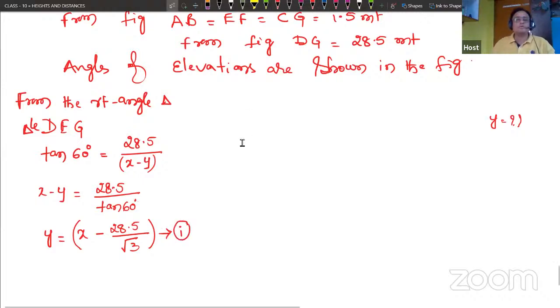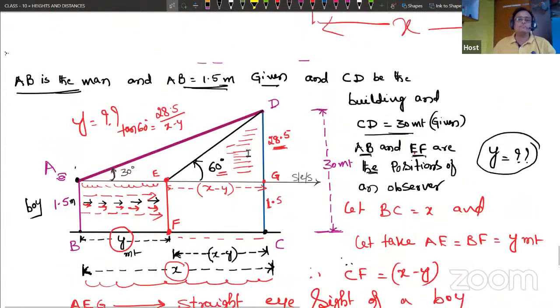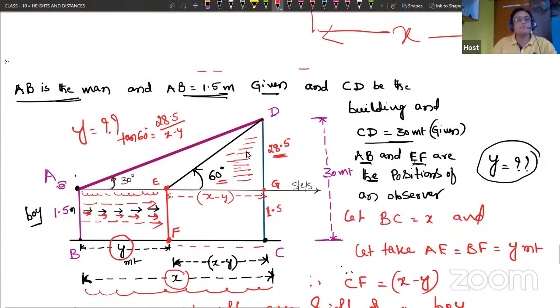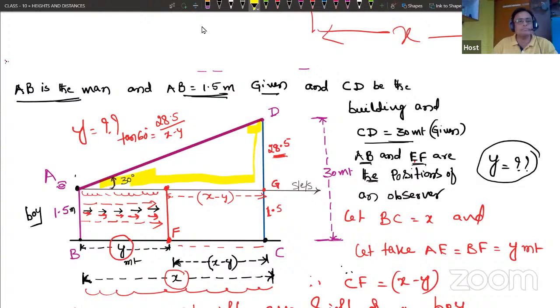Now, dear students, I'll write here once again. This right angle triangle we have already used. So what I'll do here, this angle and all, you forget it now. Everything you forget. So now we consider this complete big triangle. I will show you. This complete right angle triangle I'll take now.